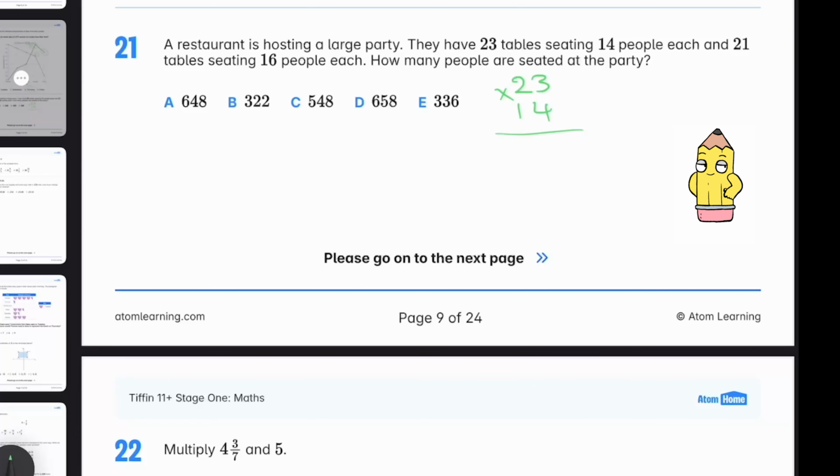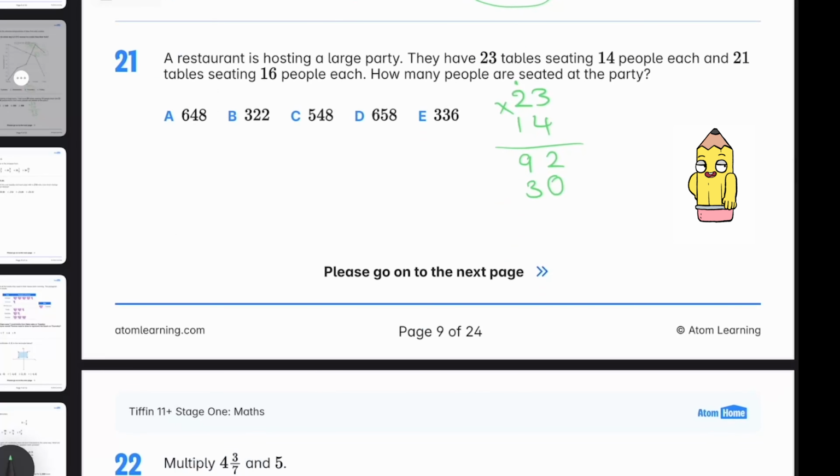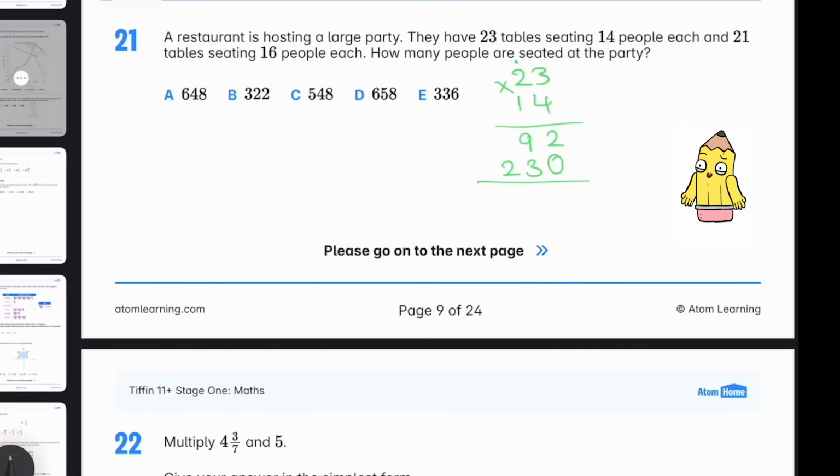Instantly, we know 3 times 4 is 12. We carry the 1. 2 times 4 is 8, plus 1 is 9. We put the place value holder. 3 times 1 is 3, and 2 times 1 is 2. Before adding that all on, and we get 322. Marvelous.